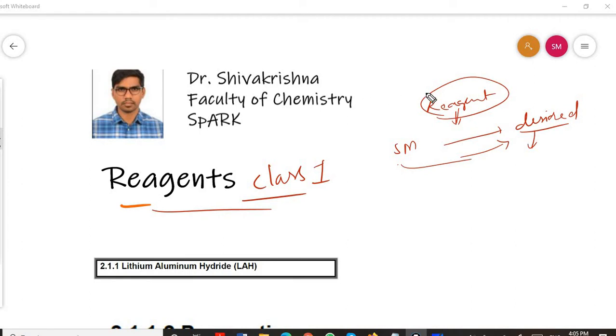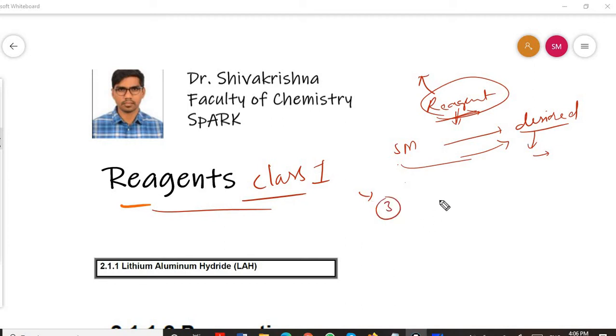Knowing the reagents will lead to the desired product. So you can convert any starting material into any product by the application of the required reagents. That is the main application of reagents. You must know the prescribed reagents which can convert one functional group into another functional group. When it comes to classification, reagents are of three types.